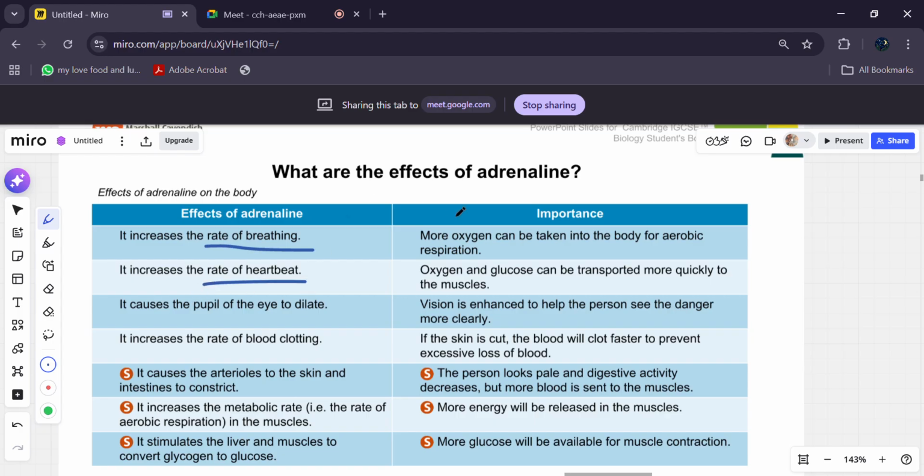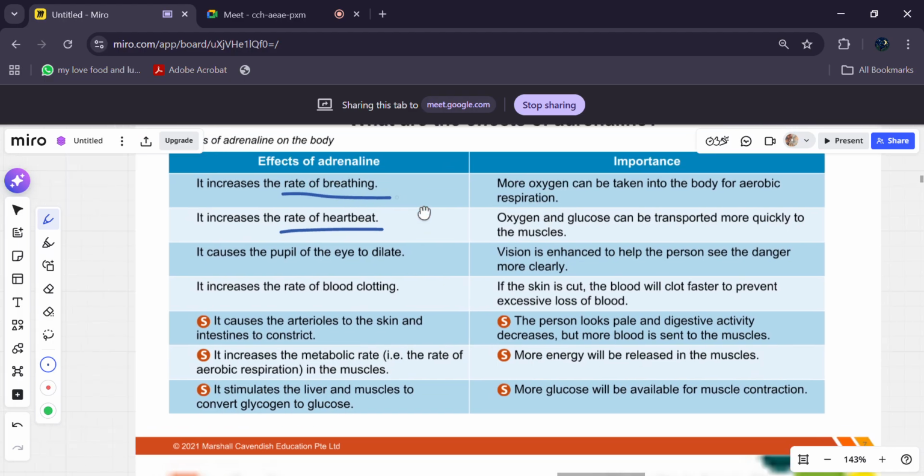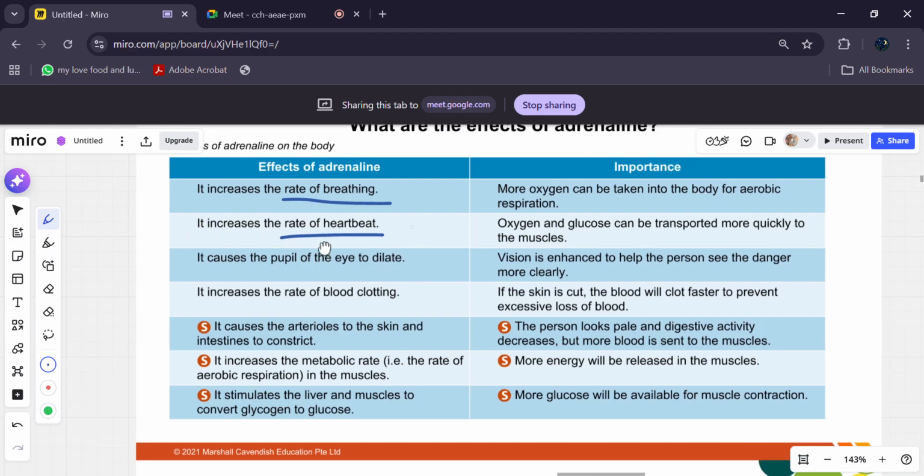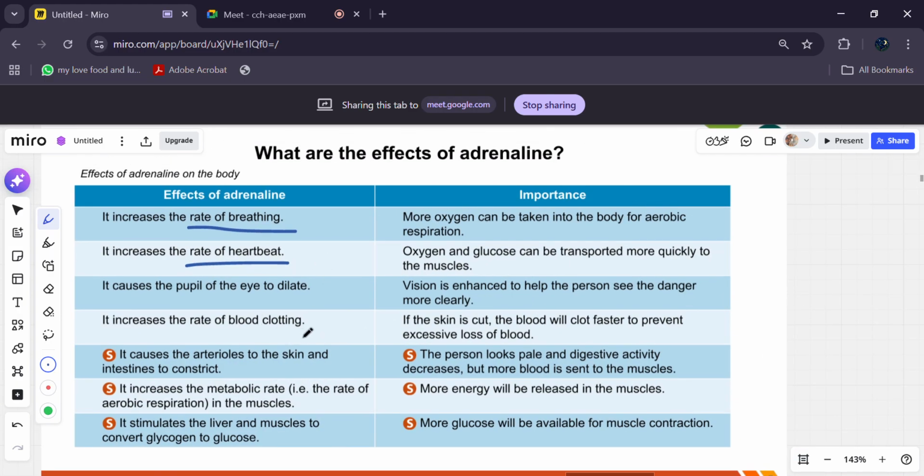So you breathe faster. When you're running, you do this. This is caused by adrenaline. You breathe heavier. Your breath becomes heavy, and your heartbeat becomes faster. The rate of the heartbeat becomes faster. It also causes our pupils to dilate, and increases the rate of blood clotting.